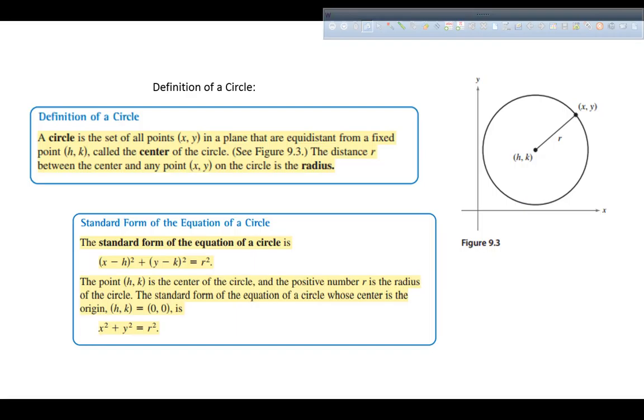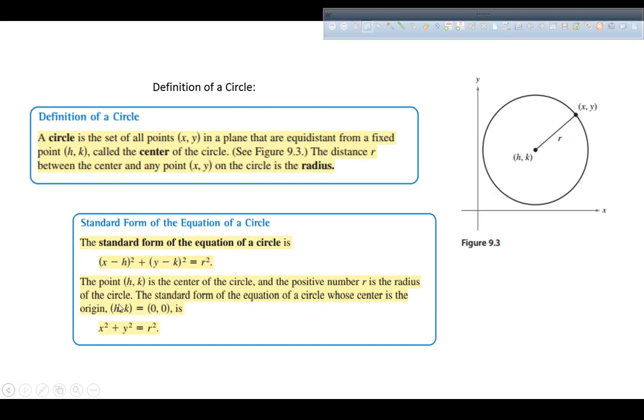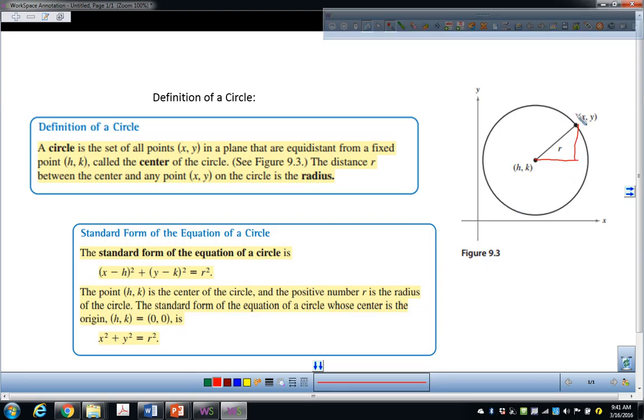The standard form of the equation of a circle is x minus h squared plus y minus k squared equals r squared. That's if the center is not at 0, 0. If the center is at 0, 0, then it just looks like x squared plus y squared equals r squared. And that comes out of the Pythagorean theorem, if you're interested in knowing where it comes from, which you might want to be at this point.